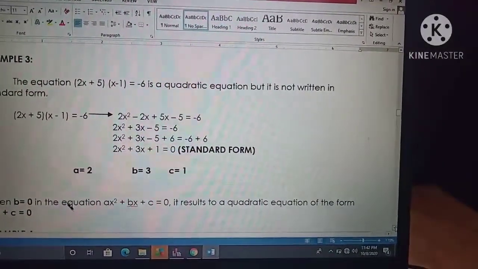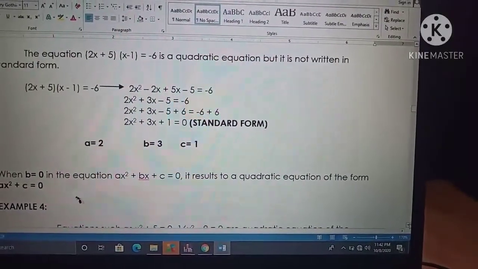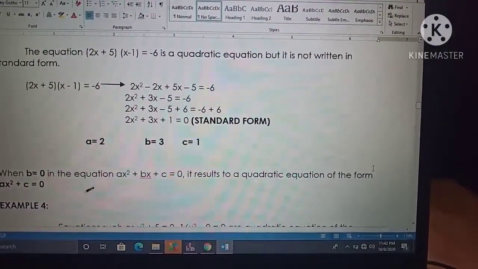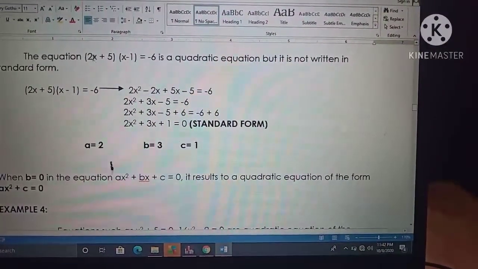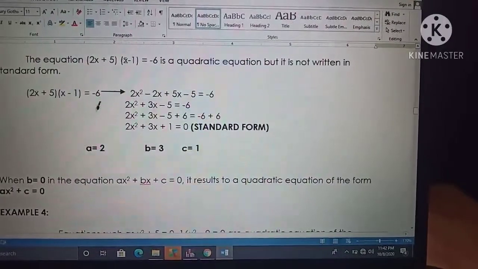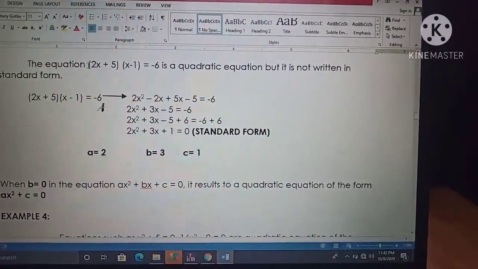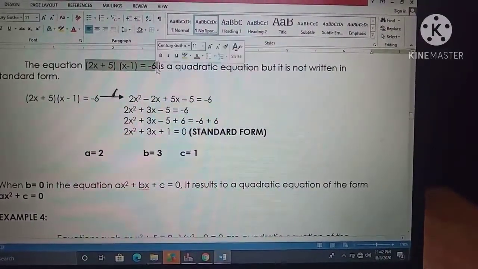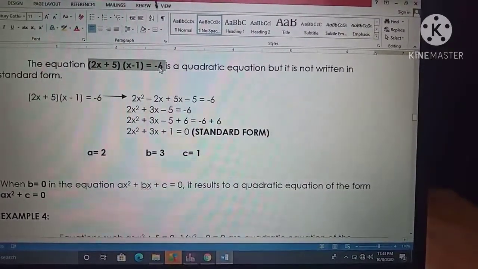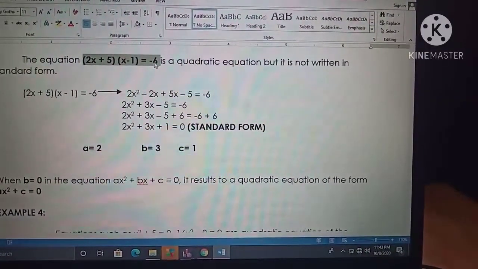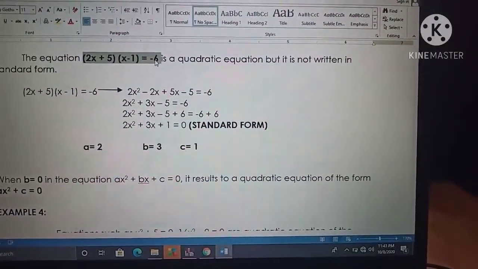So, nakuha. So, another equation para hindi tayo mahirapan. So, we have the equation 2x plus 5 multiplied by x minus 1 is equals to negative 6. So, this is a quadratic equation. However, this quadratic equation is not written in standard form. So, katulad ng ginawa natin sa nauna nating example, itatransform natin yung equation na to sa standard form.